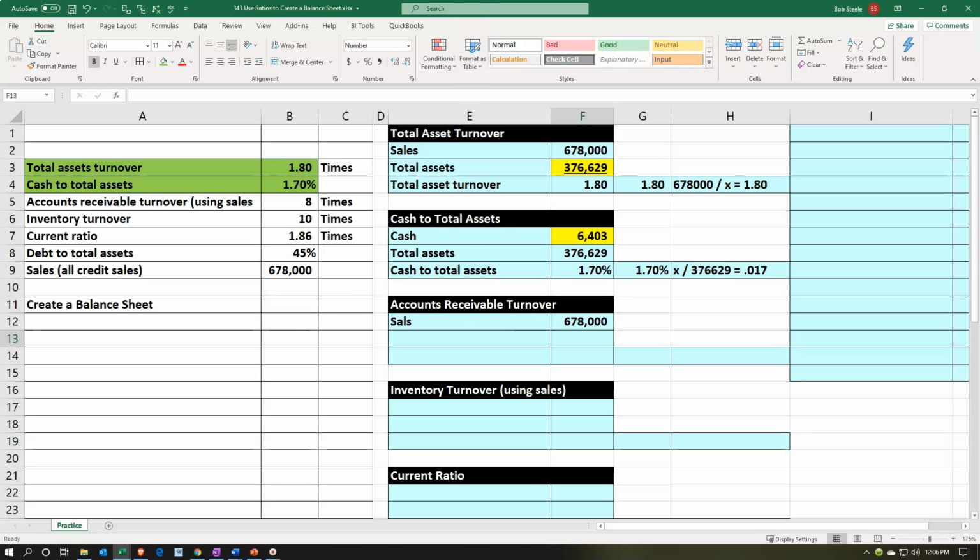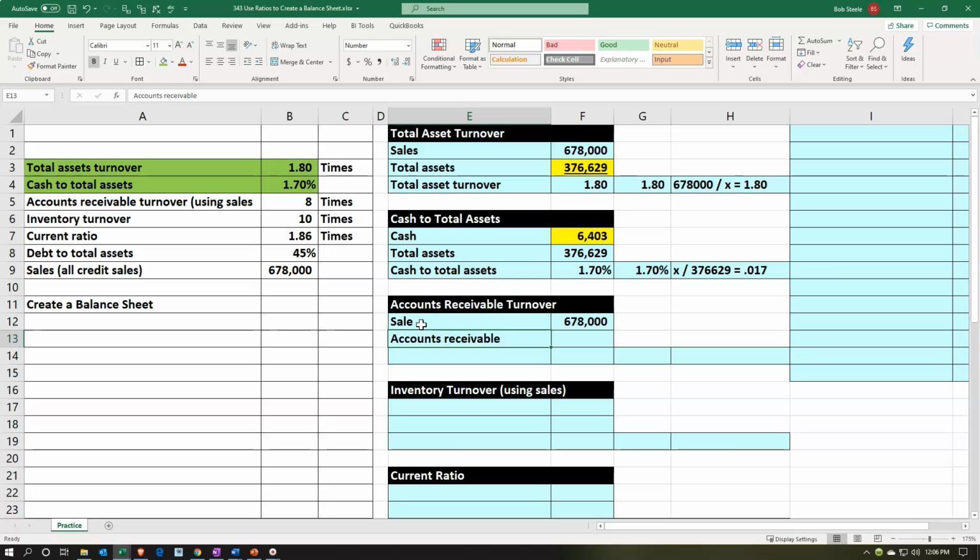We divide by accounts receivable. Now remember, we're comparing something that is a balance sheet account, accounts receivable, and an income statement account, which is sales. And therefore, you have a difference in the timing.